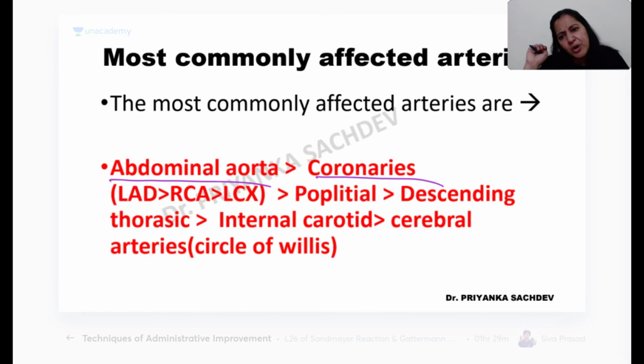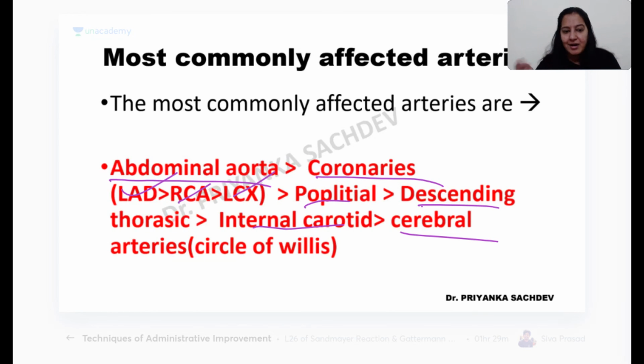Coronary में भी क्या sequence है? You know the 3 coronaries. I have taught you last lecture. Those who have attended my last lecture, they know the 3 types of coronary: LAD, RCA, and LCX. This is the sequence in coronaries. The third most common is popliteal. Fourth is descending thoracic. Fifth is internal carotid. And sixth is cerebral arteries or circle of Willis. So you should know the sequence.